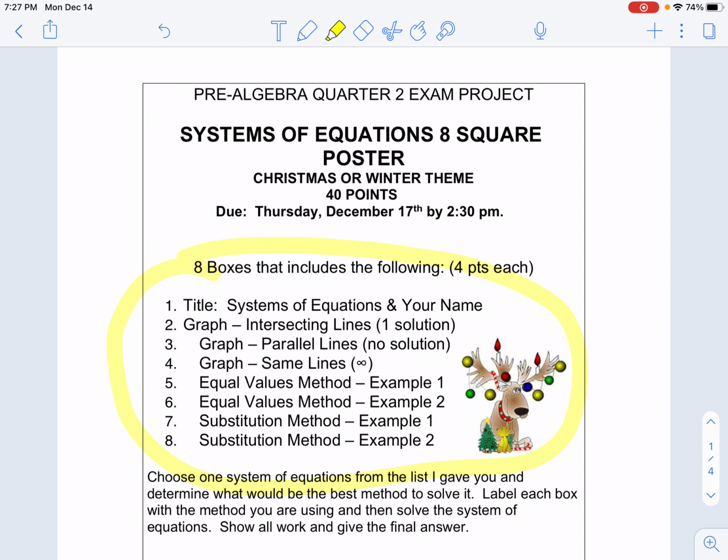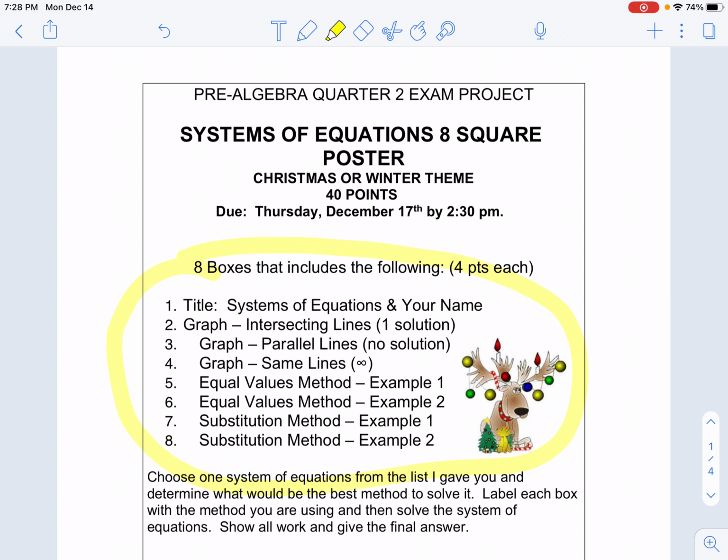So you have to have a 4-quadrant coordinate plane where both of your lines are graphed on there, and it will show whether they intersect or whether they're parallel or whether they are the same line with an infinite solution. I'm going to show you an example of these in just a minute.